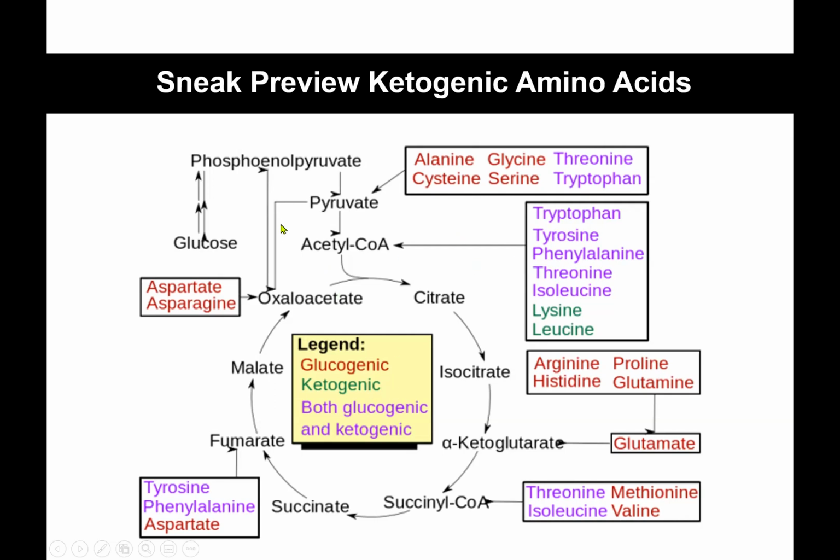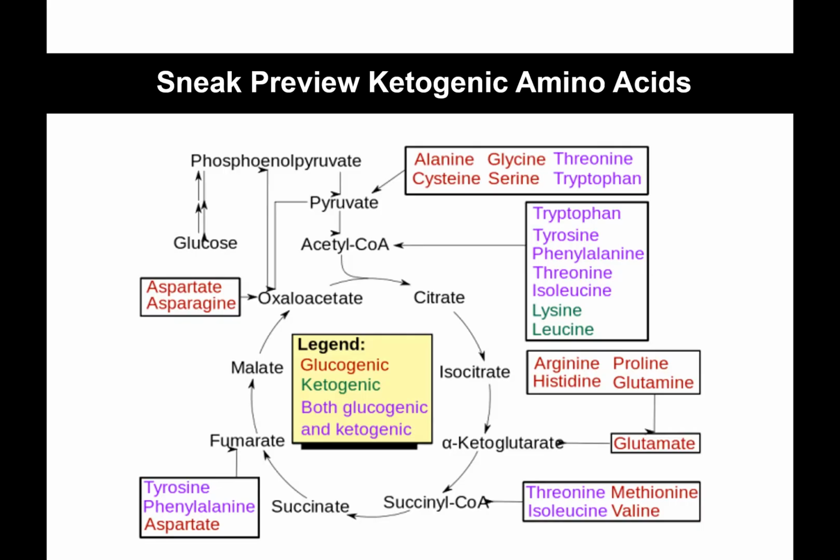There are some amino acids that are both glucogenic and ketogenic. The key here is anything in purple can be both. Anything in red is strictly glucogenic, and anything in green, which is just lysine and leucine, is ketogenic. Again, no need to memorize this, but this is a good figure. It really shows you how things enter and so forth.